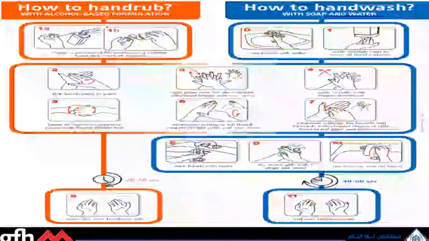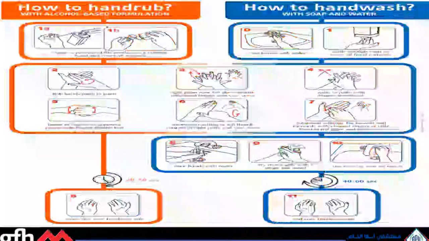But in certain situations, you should use hand wash. Like what? Like Clostridium difficile. Clostridium difficile is a major cause of antibiotic-associated diarrhea in hospitals. Now, the techniques: we will take care about the steps and the count.